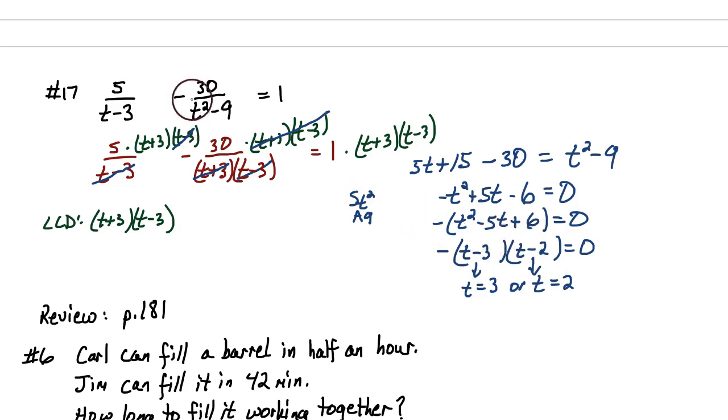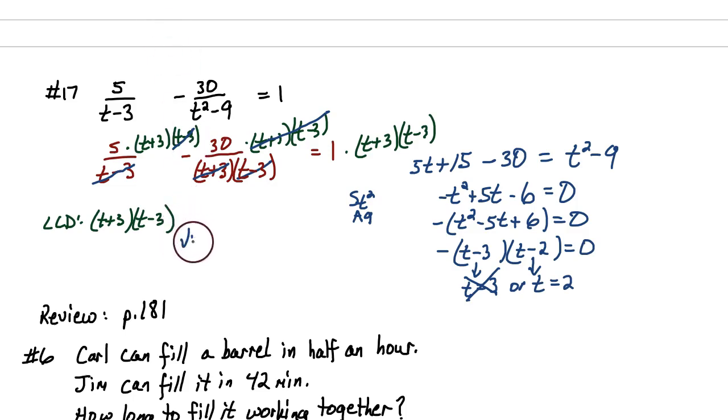When you look at the original problem in black ink, notice that 3 is one of the restricted values. If t was 3, then there would be 3 minus 3, which makes a 0 in this denominator. You cannot have that. So you have to cross out t equals 3. Now, does t equals 2 actually work? It probably does, but let's do a check.